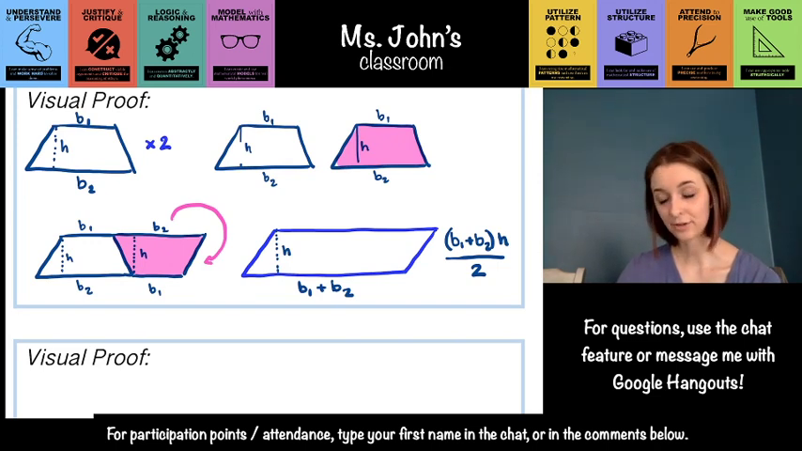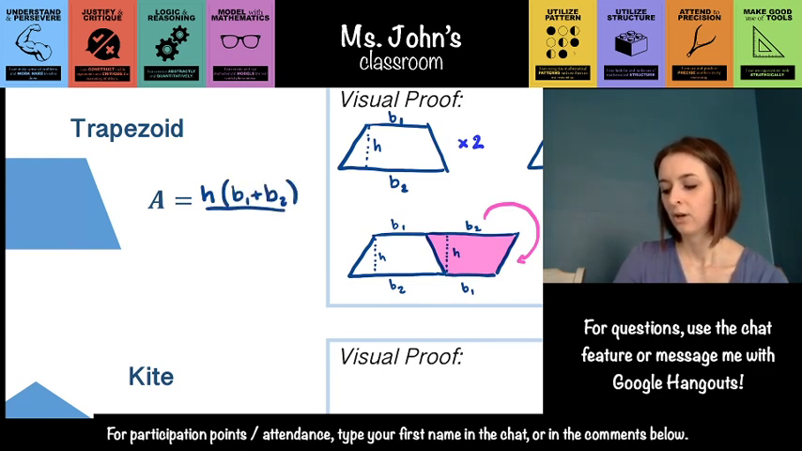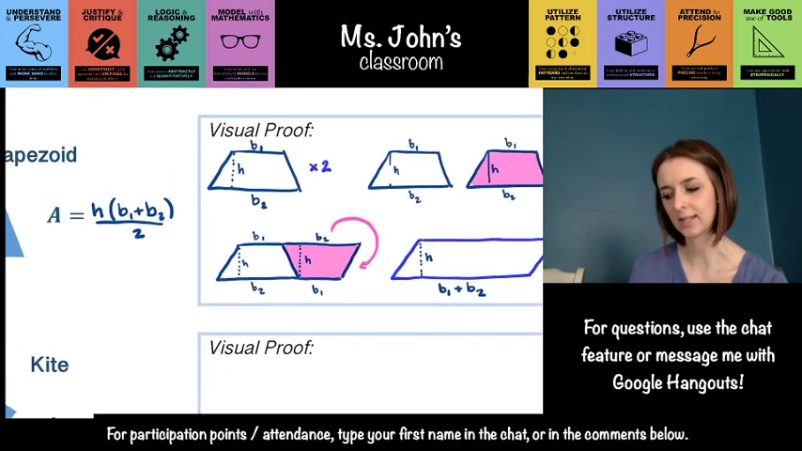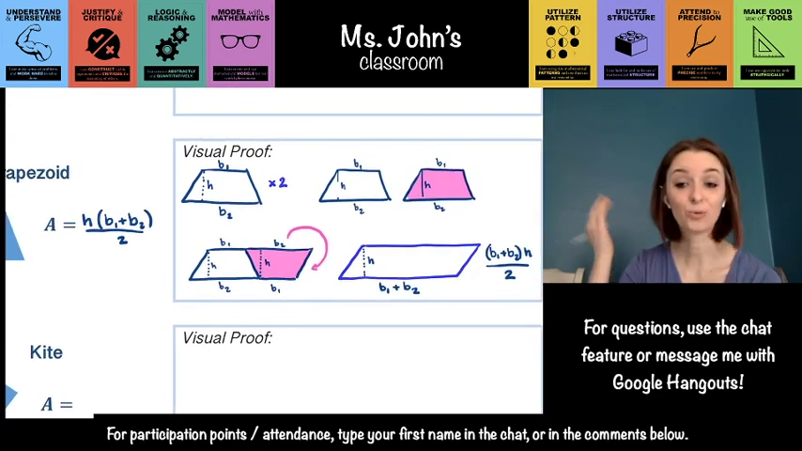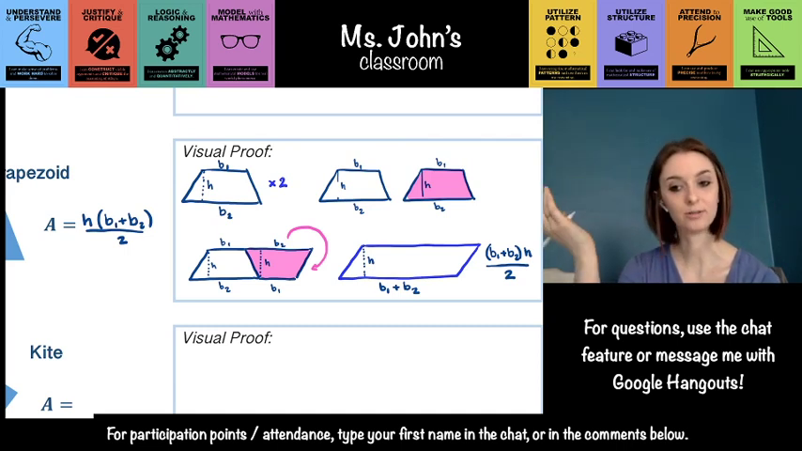So you've probably seen that formula before. You've probably seen height times base 1 plus base 2 over 2. Hopefully that looks familiar. I'm pretty sure you would have seen that at some point in your life. But that's why. You essentially can figure out that formula if you're ever to forget.